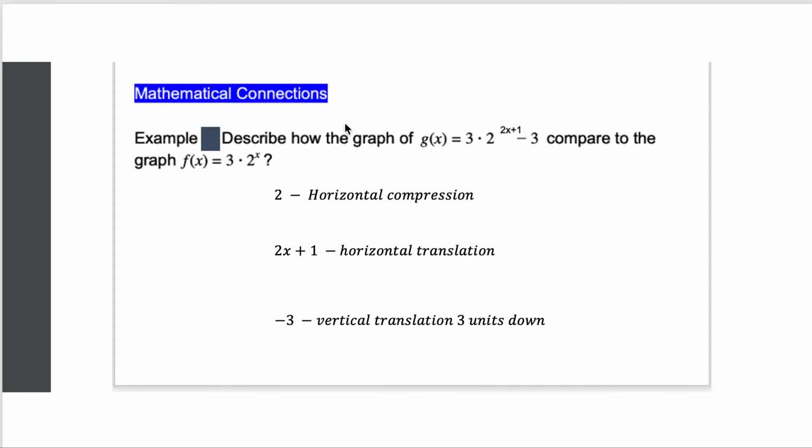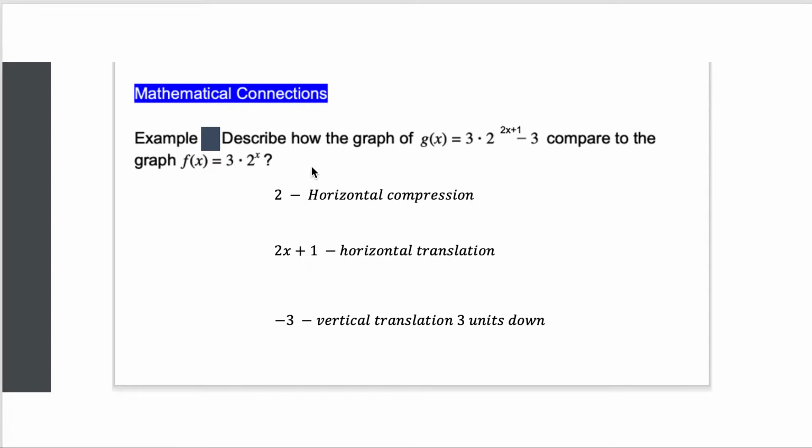Mathematical connections. So here we want to see a transformation of the function f of x into the function g of x. The example says, describe the graph of g of x equals 3 times 2 to the exponent 2x plus 1 minus 3, compared to the graph of the function f of x, 3 times 2 to the exponent x. So if we are looking first at the coefficient 3, that signifies the vertical stretch or compression.